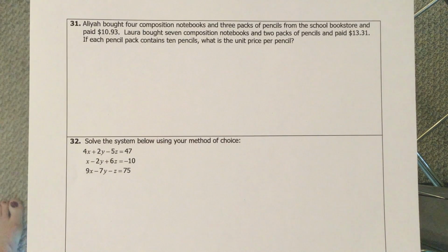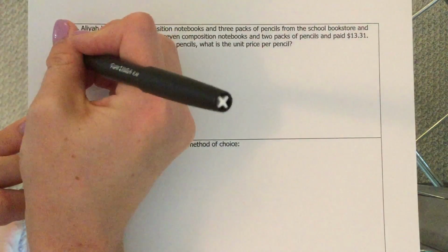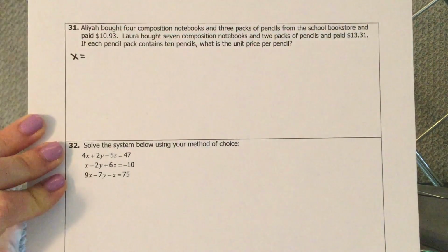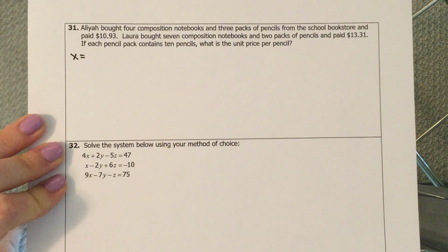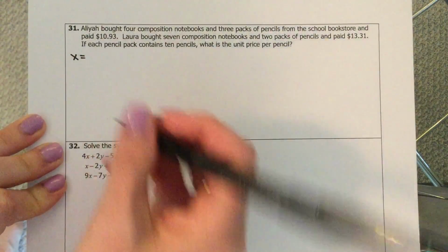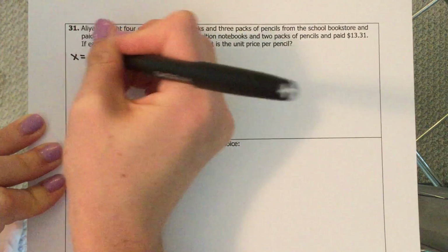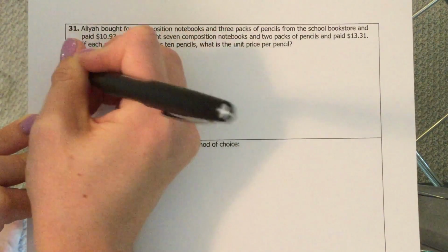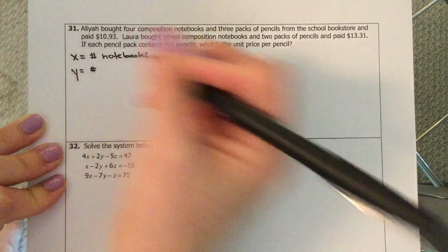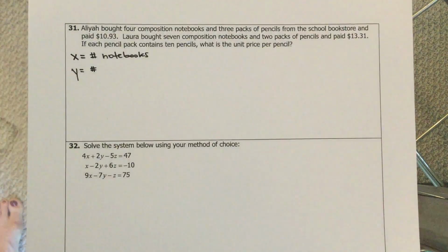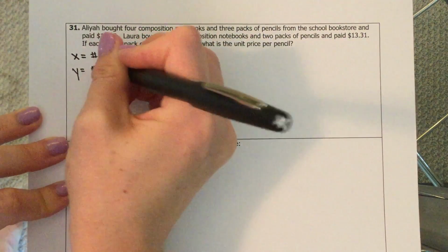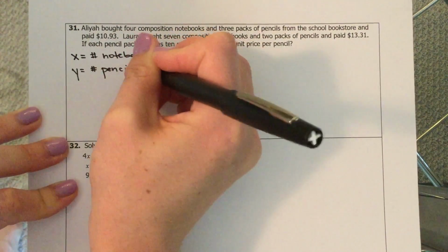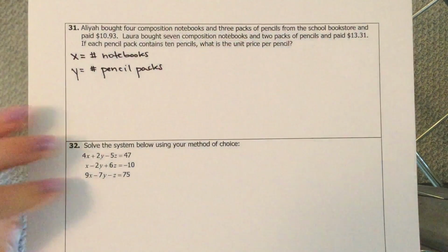So we've got a lot of little details to figure out here. I just want to show you something different. Say you always want to use X and Y. You can do that too. Just make sure that you label them. So X is going to be the number of notebooks, and then Y is going to be the number of pencil packs, not just the individual number of pencils. That's something we'll find out later.